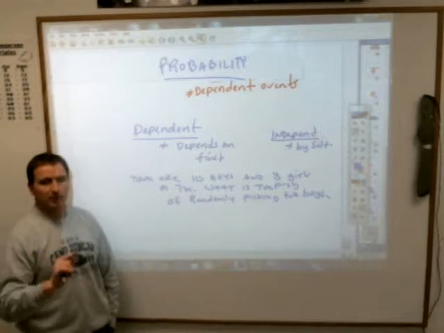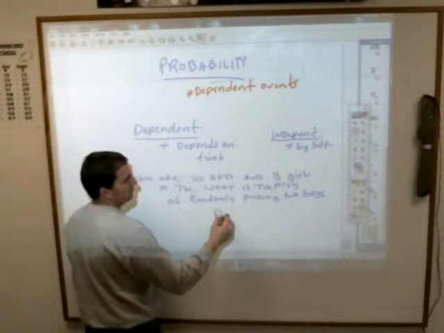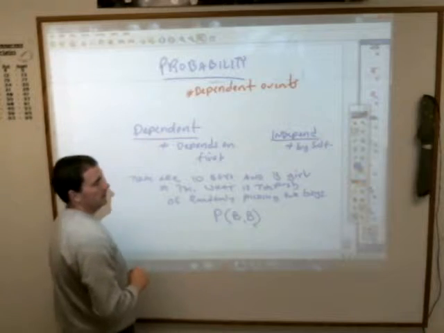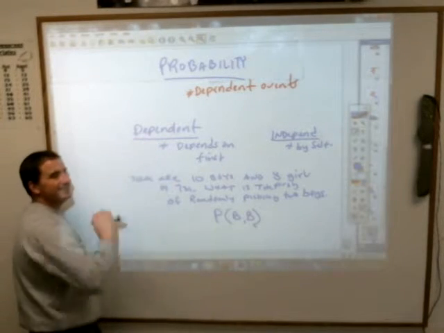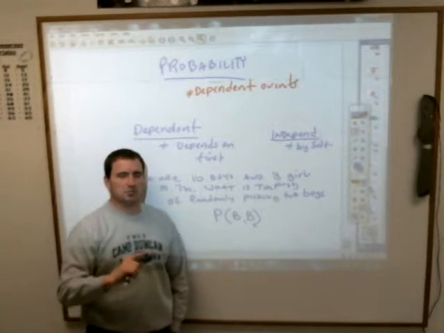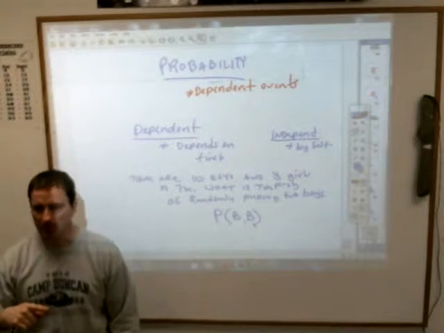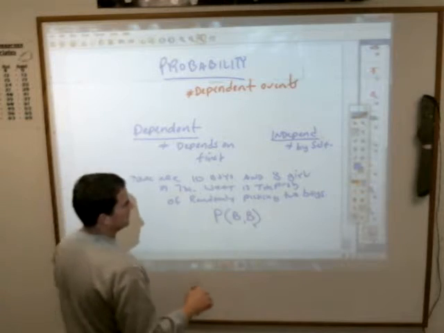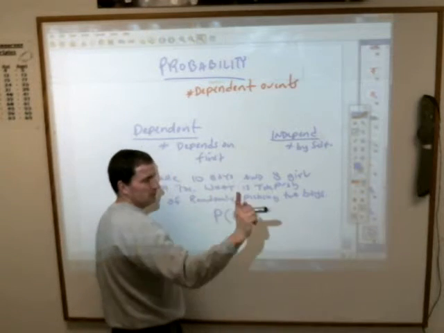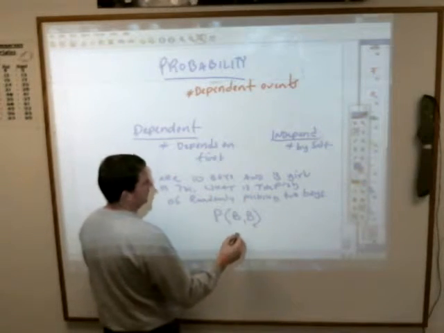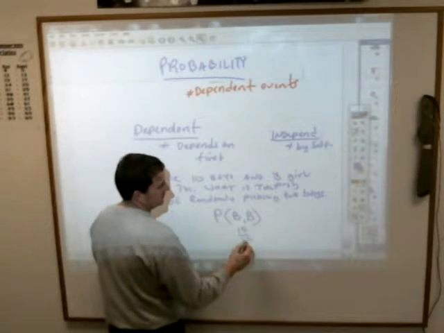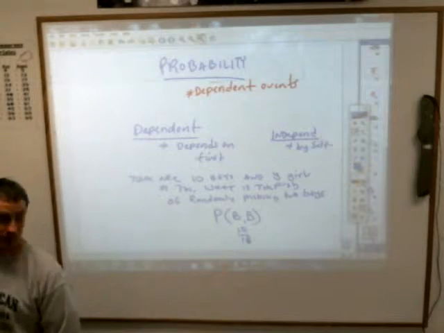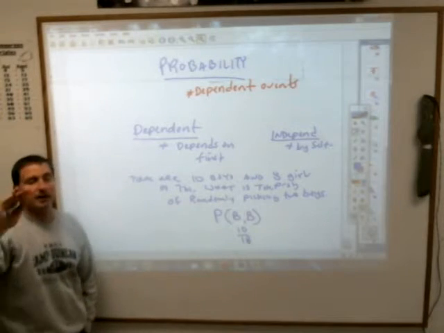Now that probability, by the way, I would write like this: probability of boy, comma, boy. The reason this is called a dependent event is because the probability of the second thing happening changes with the first thing happening. What is the probability of picking the first boy? Well, 10 out of 18 are boys, right? So the probability of me just picking one boy is 10 over 18, which is 5/9.